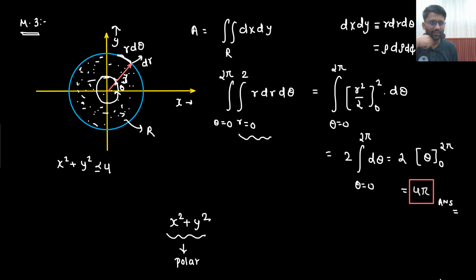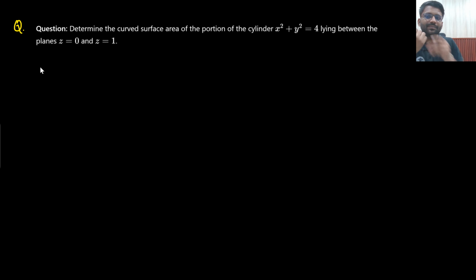Understandable? All good? All fine? Let's move to the next question. Determine the curved surface area of the portion of the cylinder x square plus y square equals to 4 lying between the planes z equals to 0 to z equals to 1.